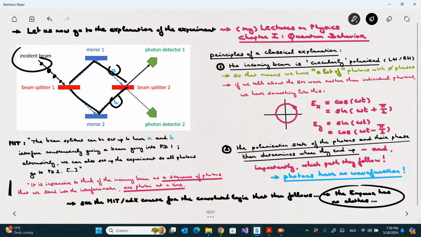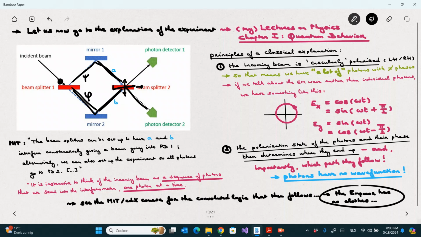So that's what I say here, and I'm going to let you read it. Instructive to think of the incoming beam as a sequence of photons that we send into the interferometer, one photon at a time. And I said then there's a very convoluted logic that says this photon that comes in has a dual existence in terms of some kind of wave function that we have here and a psi function here, and depending on the phase of these two functions, we will have constructive or destructive interference. And because the phase has a certain frequency and velocity, it really depends on the distance.